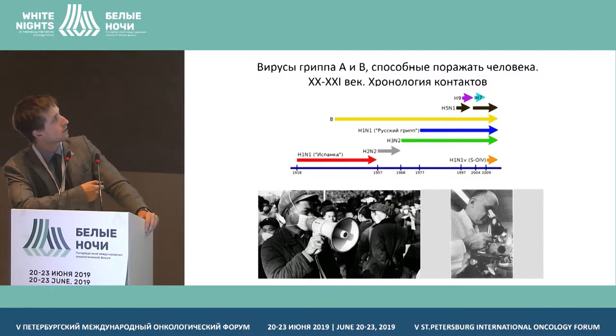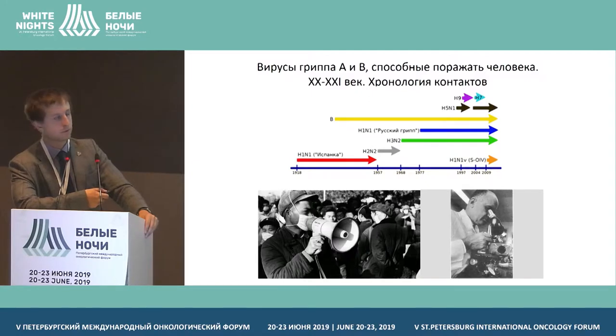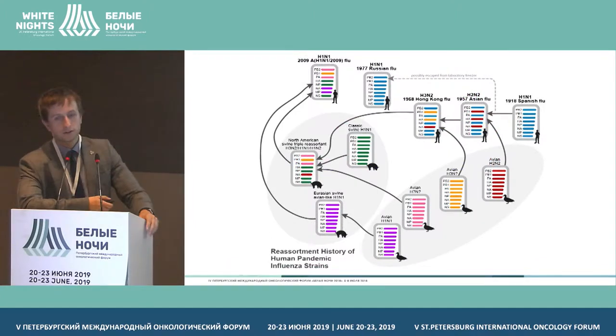Starting from 1977, H1N1, the so-called Russian or Soviet flu, which is a continuation of the seasonal Spanish flu virus. It disappeared for some 20 years from 1957 until 1977, but then it came back. There are many hypotheses in terms of this return. And the seasonal virus A circulated until 2009, when it was replaced with the pandemic virus of swine origin.